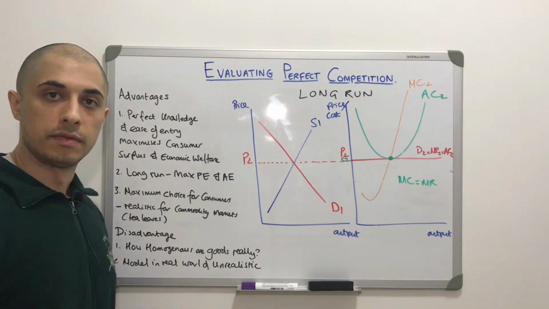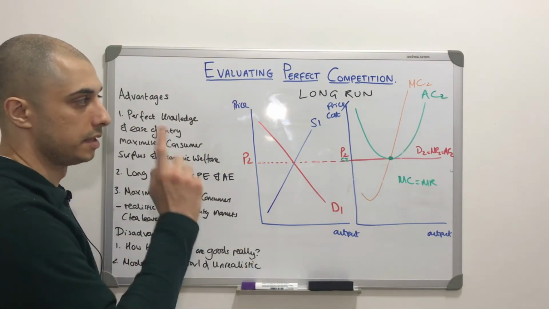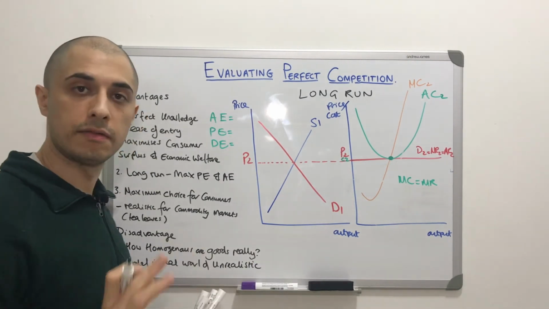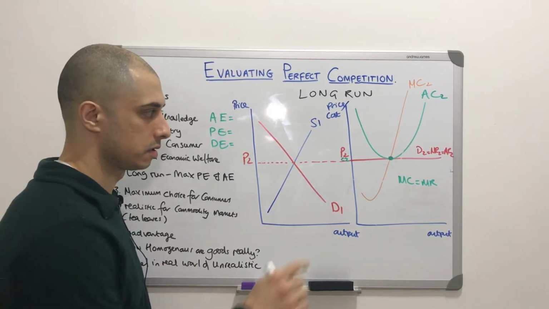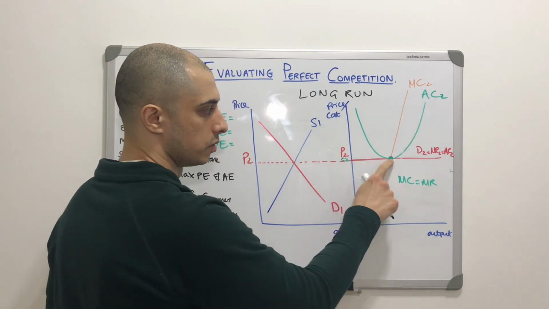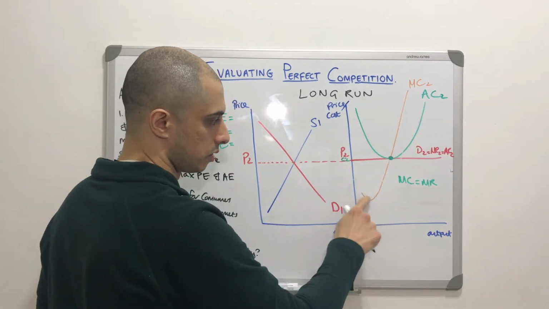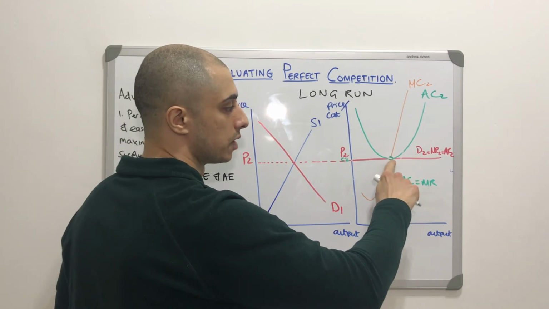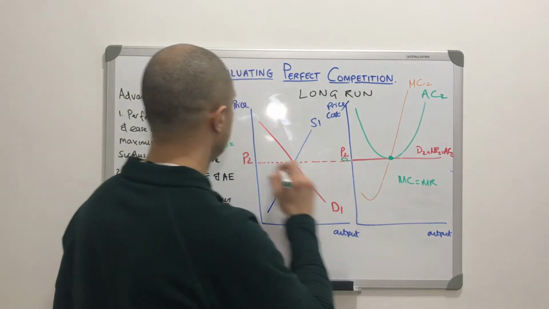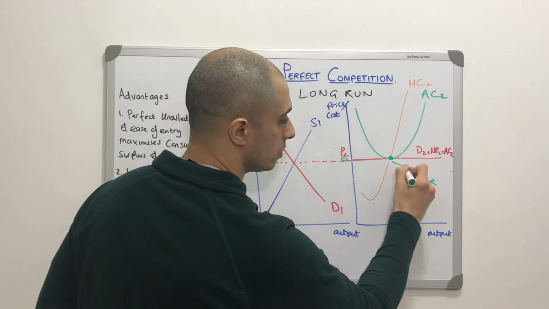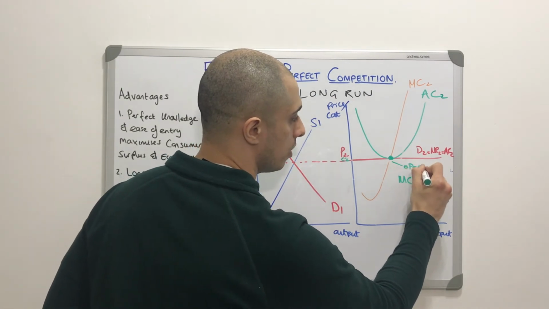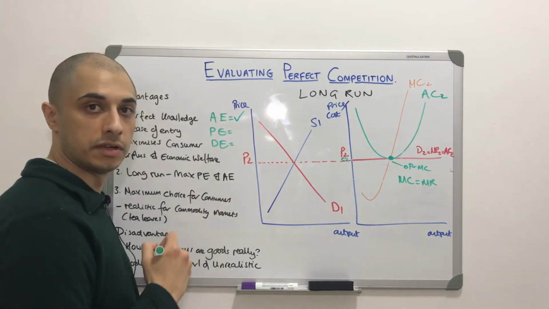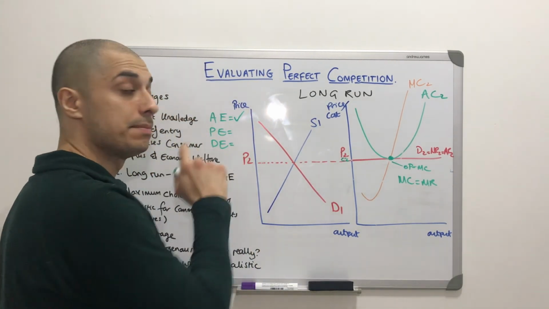The second advantage is that in the long run, productive and allocative efficiency are being achieved. Let's quickly run through those again. Allocative efficiency is where price equals marginal cost. Does price equal marginal cost? There's your marginal cost curve. Where MC equals MR is also where price equals marginal cost. You can see that, so yes, price does equal marginal cost, and no harm in labeling that. Price equals marginal cost, which makes it allocatively efficient. Absolutely it does.